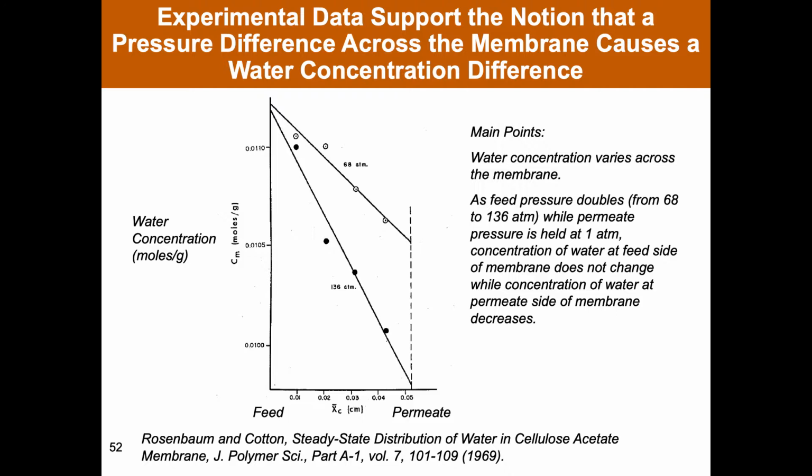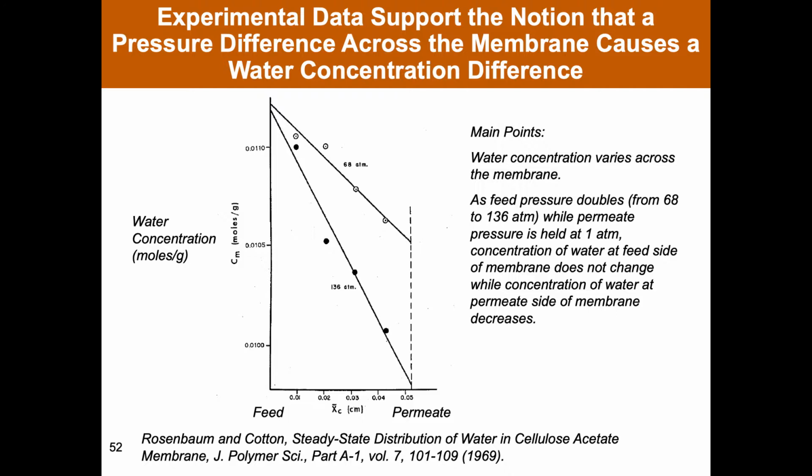And this is the water content in each, and they report it at the midpoint of the thickness of the membrane. And then they do the experiment again, except this time the feed pressure is raised to 136 atmospheres. So it's double. And what has happened to the water concentration at the upstream or high pressure side of the membrane? Virtually nothing.